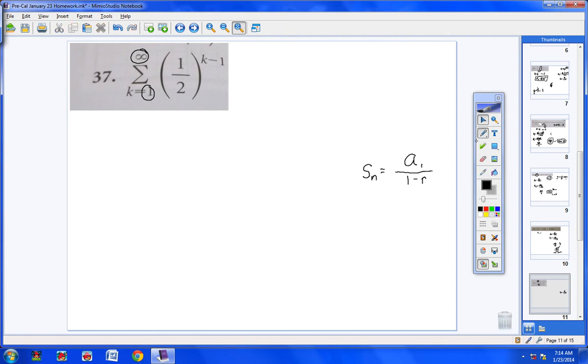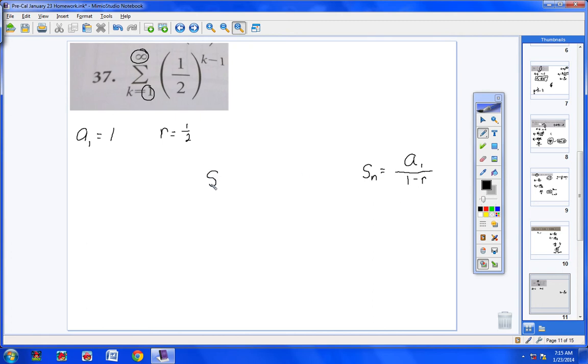And so here we go. We already found our first term was 1. We did that a second ago when we put 1 in for k. And then we found our common ratio was 1/2. So we're ready to use our formula.